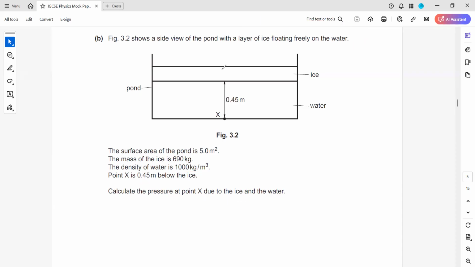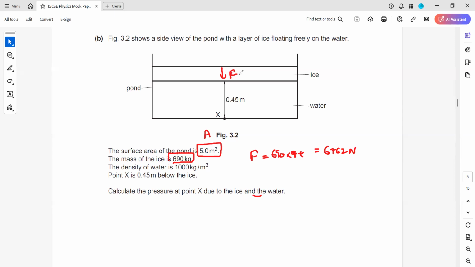First, how to get the pressure of the ice? Pressure is force divided by area. For the ice, the surface area is given to us, but the mass is given, so how to get the force? Multiply by 9.8, because the force equals the weight of the ice. So this will be 690 times 9.8, which is 6,762 Newton. That is the force of the ice.